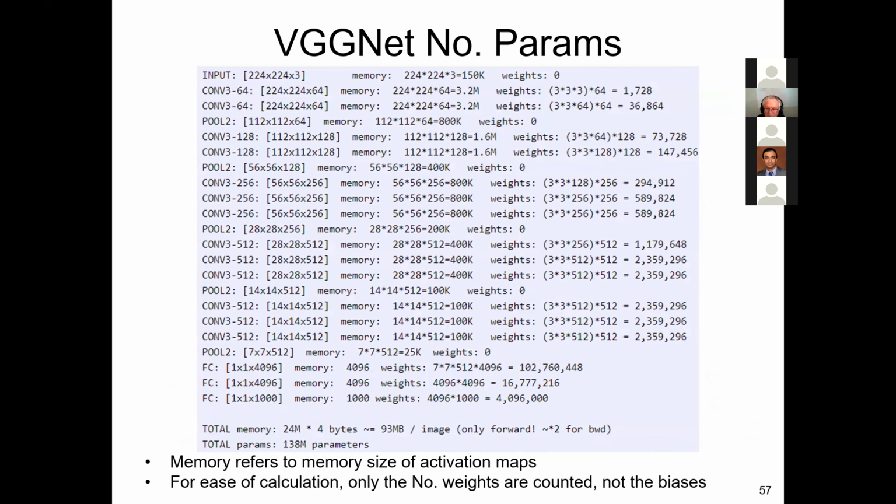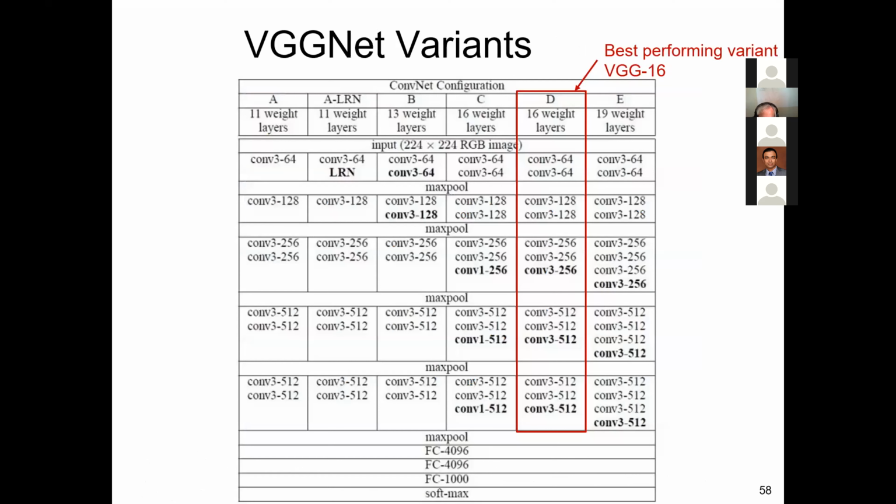So this is the VGGNet summary. Memory is the memory size of activation maps, the feature maps. And weights are the number of filter weights. The number of biases is omitted in the calculation for simplicity. VGG16 with 16 weight layers is the best performing variant among all these variants.